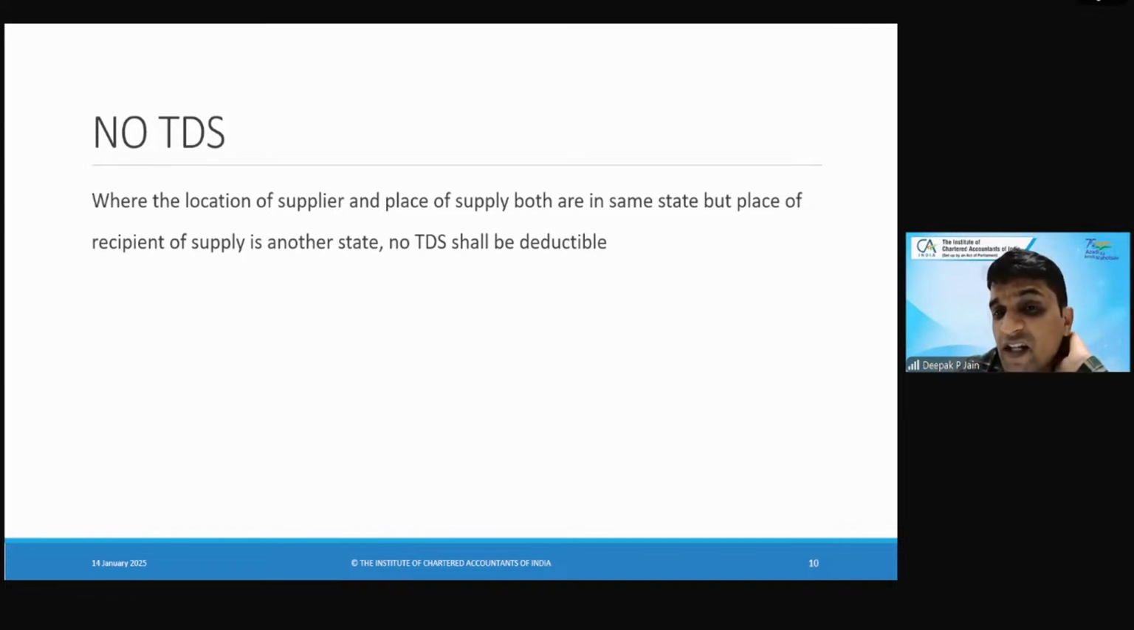Well, the location of supplier and place of supply, these are the important terms. We have discussed this so many times. When the location of supplier and not the location of recipient, when the location of supplier and place of supply are in the same state, then it is an intrastate supply. When the location of supplier and place of supply are in different states, then it is an interstate transaction.